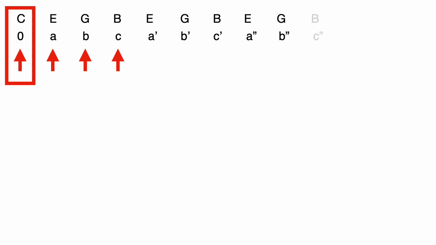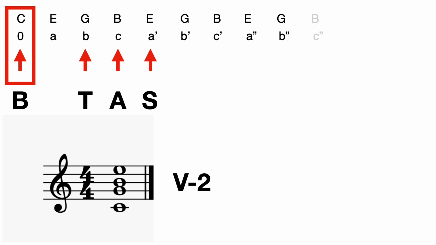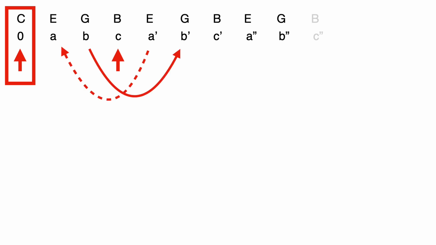So if we take this voicing and we move the tenor up an octave, now we arrive at what's called V-2. And so now we have the bass, tenor, alto, soprano, except now instead of the highest note being B, the highest note is now E. And so this is V-2.